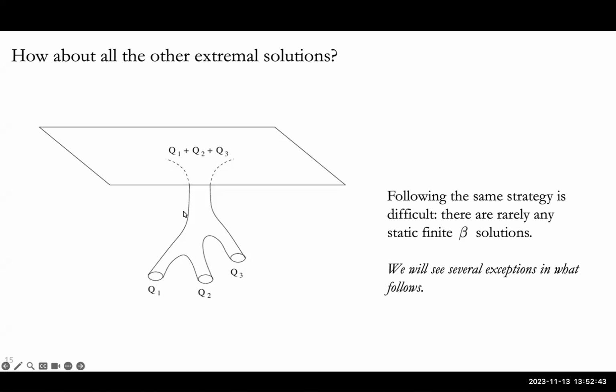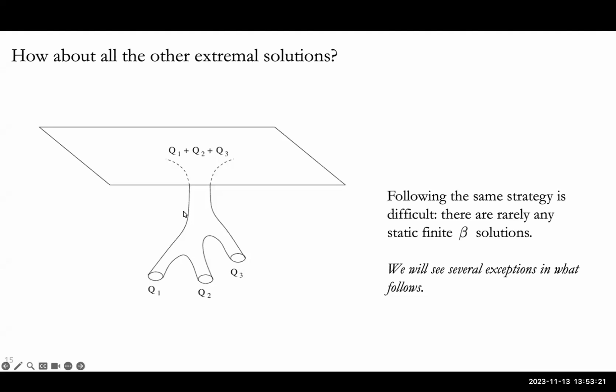The issue with several of these geometries, at least with the multi-center geometries, is that following the same strategy that we did for the extremal black hole is very difficult, because we don't know what the static finite temperature solutions are that correspond to these geometries. Once you turn on the temperature, these black holes tend to become unstable and collapse into each other, precisely because you slightly increase their mass without changing their charges. So the gravitational forces no longer cancel the electromagnetic forces.